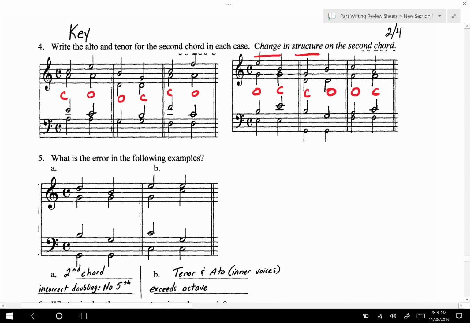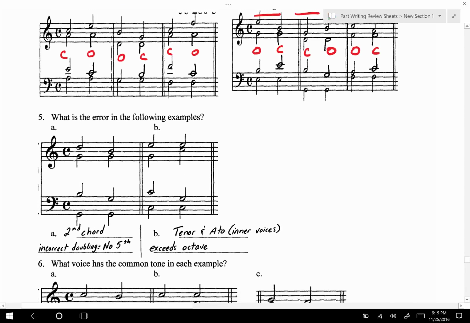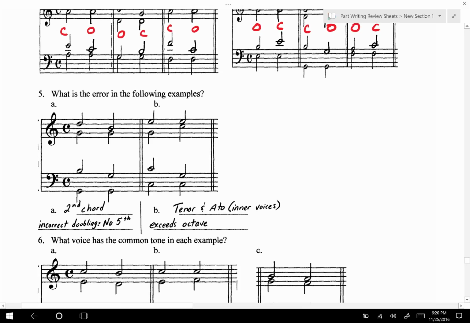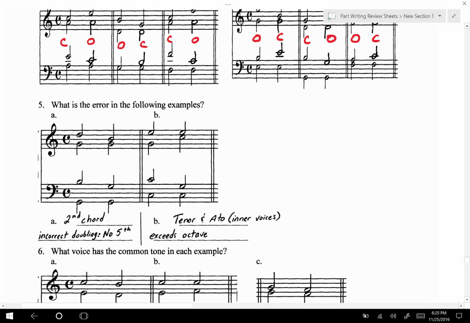Let's move on to number 5. They want us to identify the error in the following examples. So for 5A, there's an error in the second chord, and it's incorrect doubling because we have 3 roots and a third, but a missing fifth.